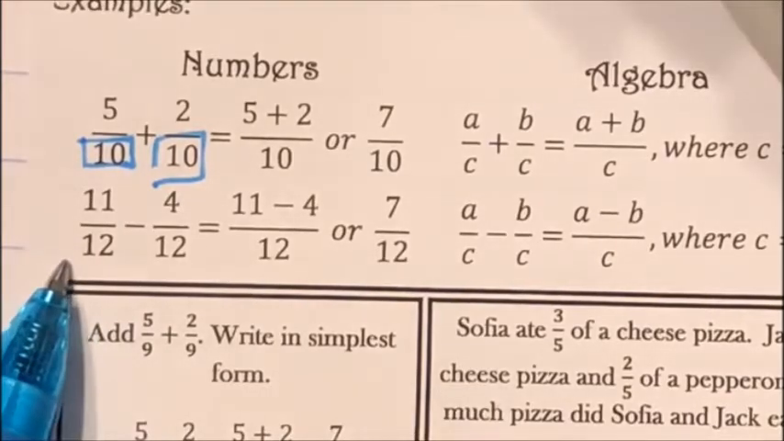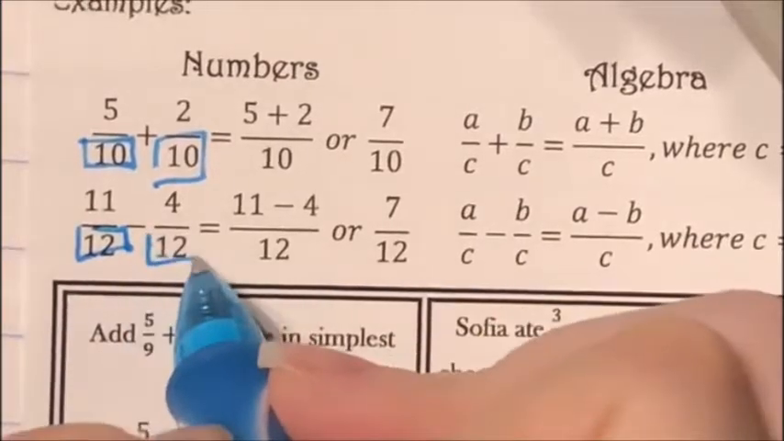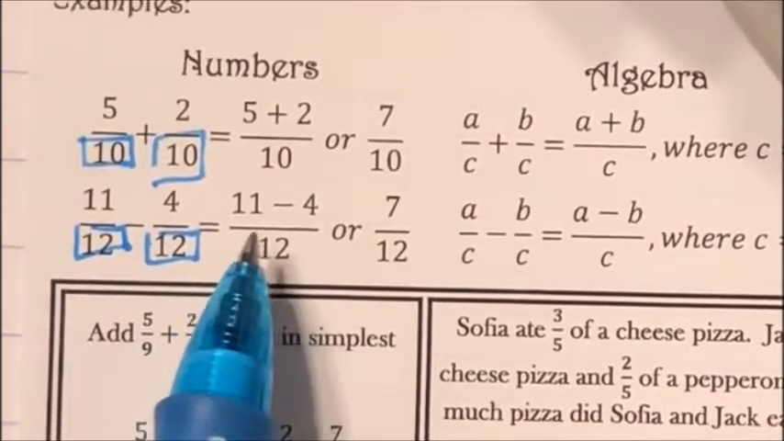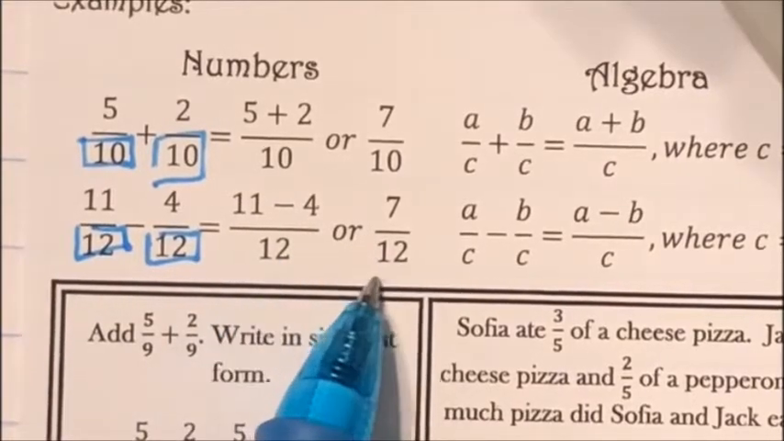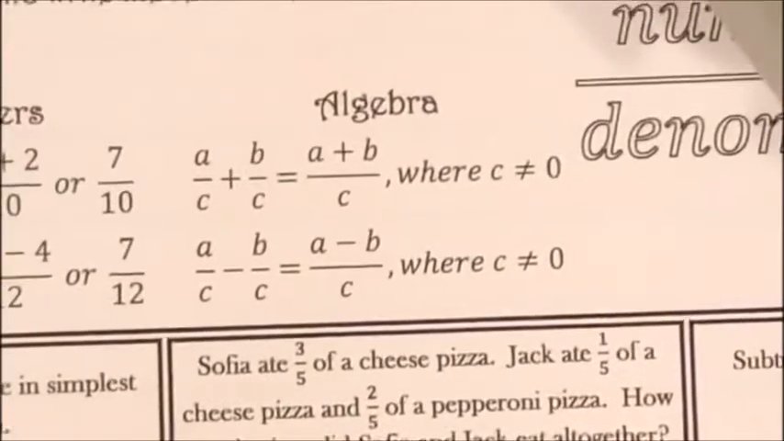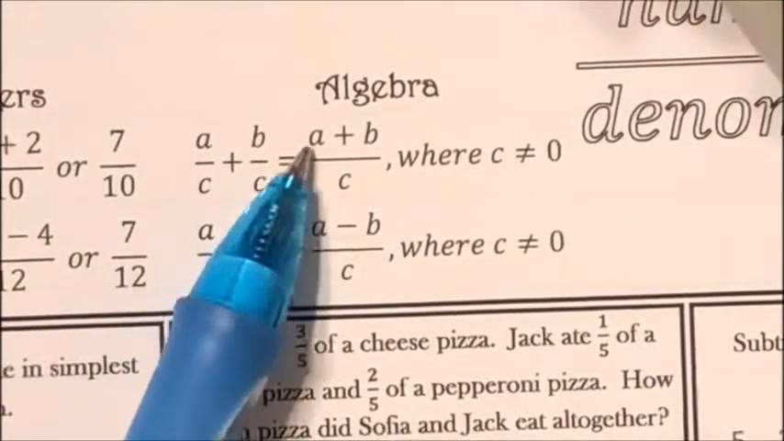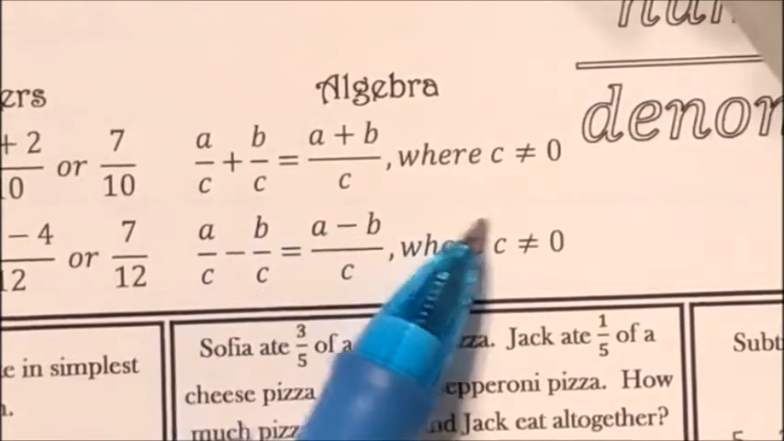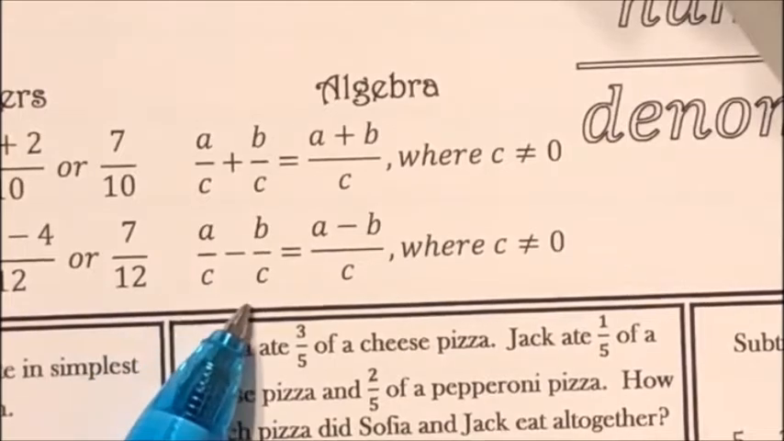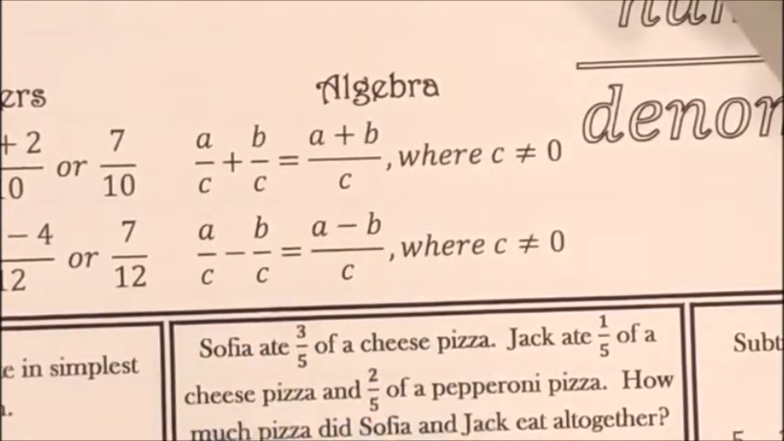Same thing with 11/12 minus 4/12. Again, denominators are the same, so I just subtract my numerators. 11 minus 4 gives me 7. 12 stays the same. Okay. So in algebra, this is saying A over C plus B over C is the same thing as A plus B over C, where C can't be 0. Subtraction, same thing. A over C minus B over C equals A minus B over C, where C cannot be 0.